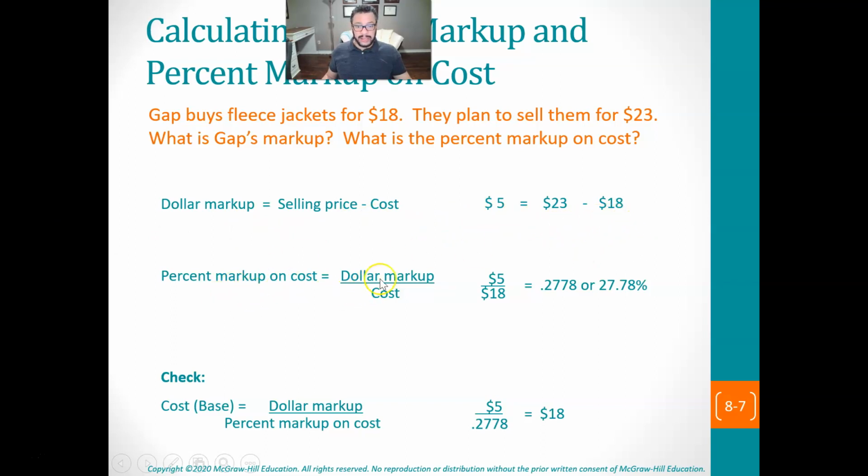So then when we look at this, if we want to say it's the percent markup on cost, then what we do, we're always going to have the markup be in the numerator here, and whatever the markup is on is going to be the denominator, right? So the dollar markup on cost, well, we look at the cost. What's the cost? Cost is $18. The markup is 5. So 5 divided by 18 is 0.2778. But when we convert that to percent, that's 27.78%, right?